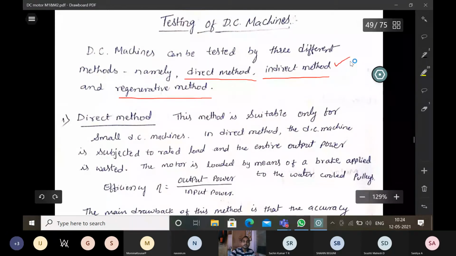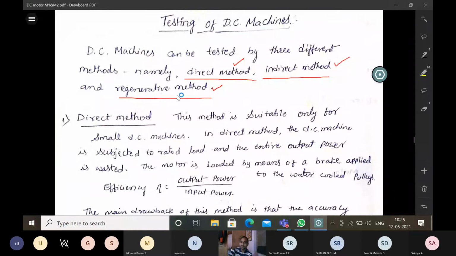And the third one is the regenerative method. It is also called the regenerative test in the DC machine. You have heard about regenerative braking. Regenerative means generating again; it takes place from motoring action to generating action. That can be discussed later. So first are the direct method and the indirect method.